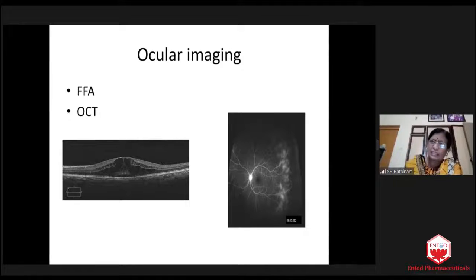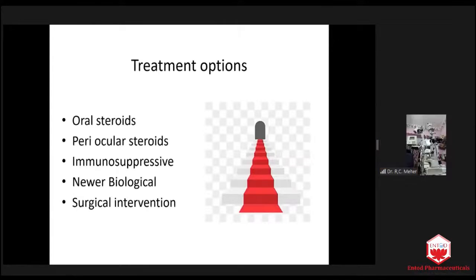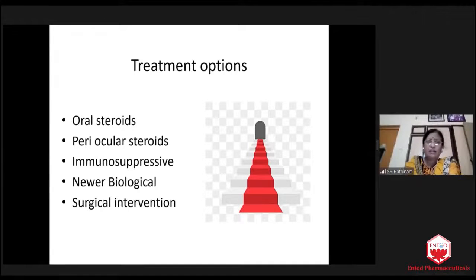We think it is an easy disease. It is a very difficult disease in children. In adults, it is easy to manage. I'll finish now, sir. I am coming to the end. And the treatment option is a step-ladder pattern. We start with oral steroid, and if cystoid macular edema is there, we have to go for periocular steroid. And always think about glaucoma in children.